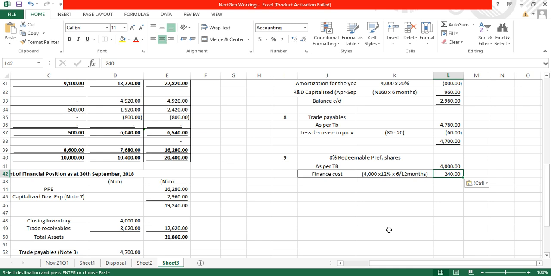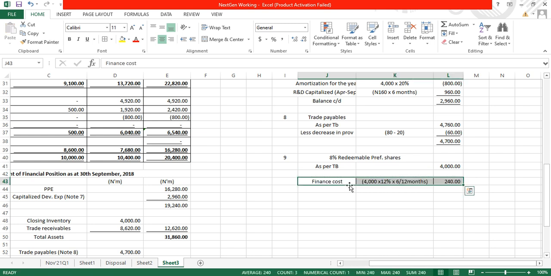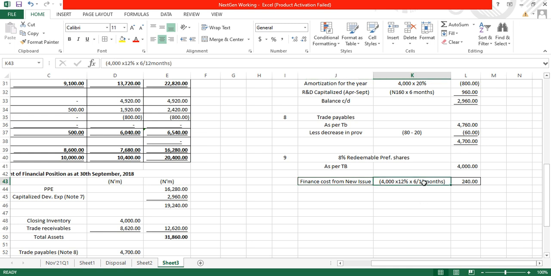Then also, what else do we have? That one is for the new one. Oh no, let me do this one first. This one is the finance cost for the year from the new redeemable share. Finance cost from new issue. The one we newly issued is the one that is giving us this. That new issue is the one that gives us this.